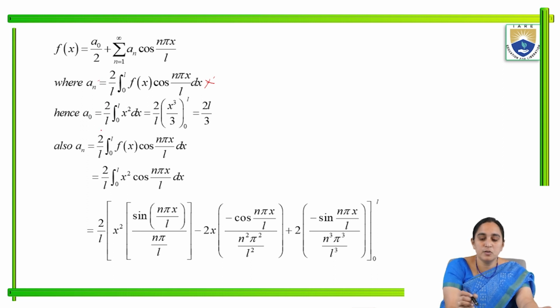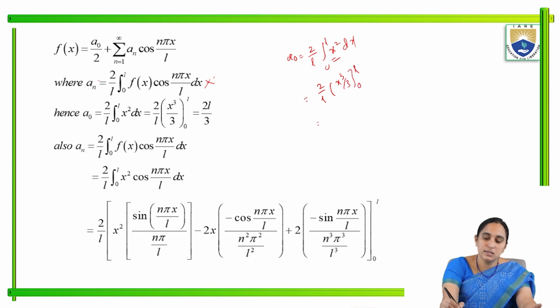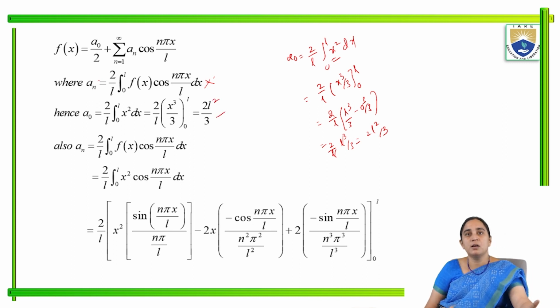The formula for a naught is 2 by L into integral 0 to L x square dx. The function is x square. The integration of x square is x cube by 3, so 2 by L into x cube by 3 with limits 0 to L. After substituting the limits, L cube by 3 minus 0 cube by 3. Here 2 by L into L cube by 3, one L cancels. That is 2L square by 3, which is the a naught value.